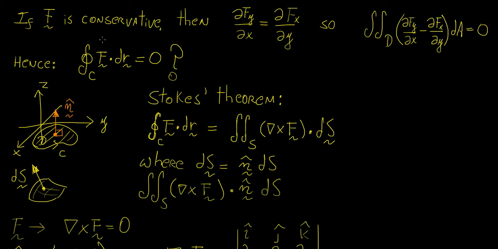So this is a really important thing, because if we can prove that f is conservative, then we don't even need to evaluate the line integral at all. We know it's going to be 0.